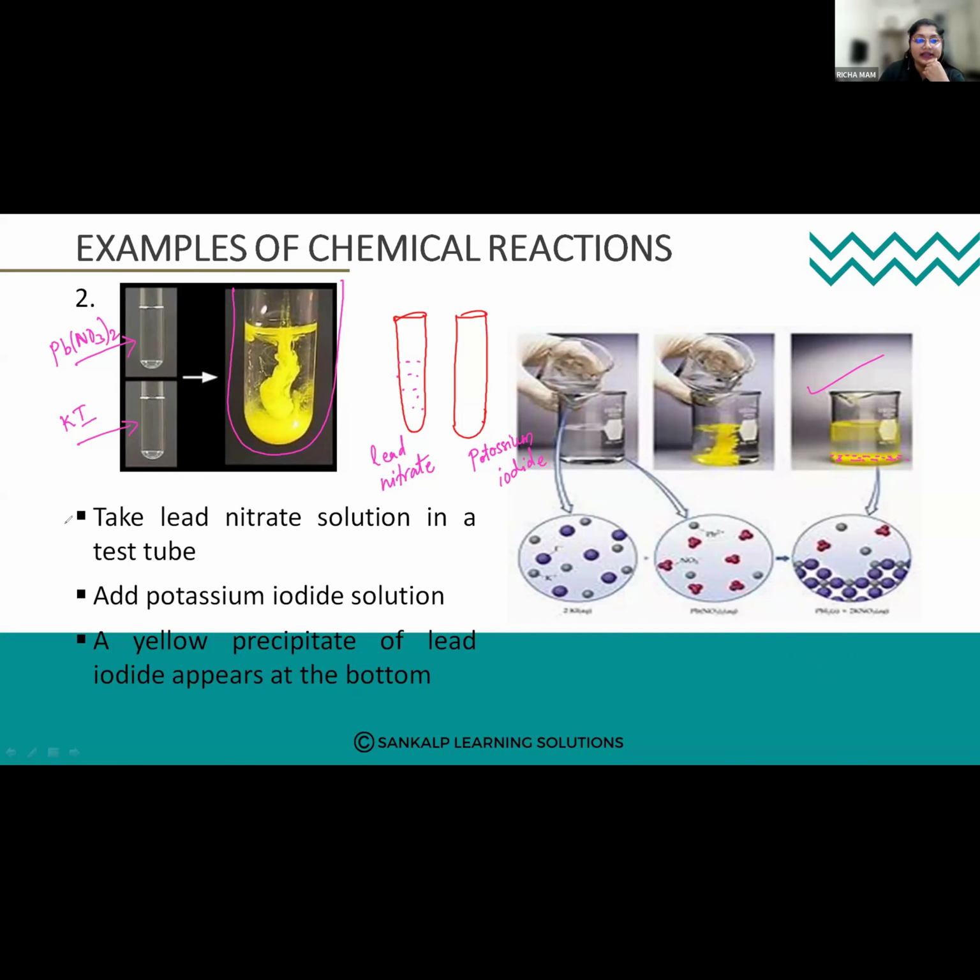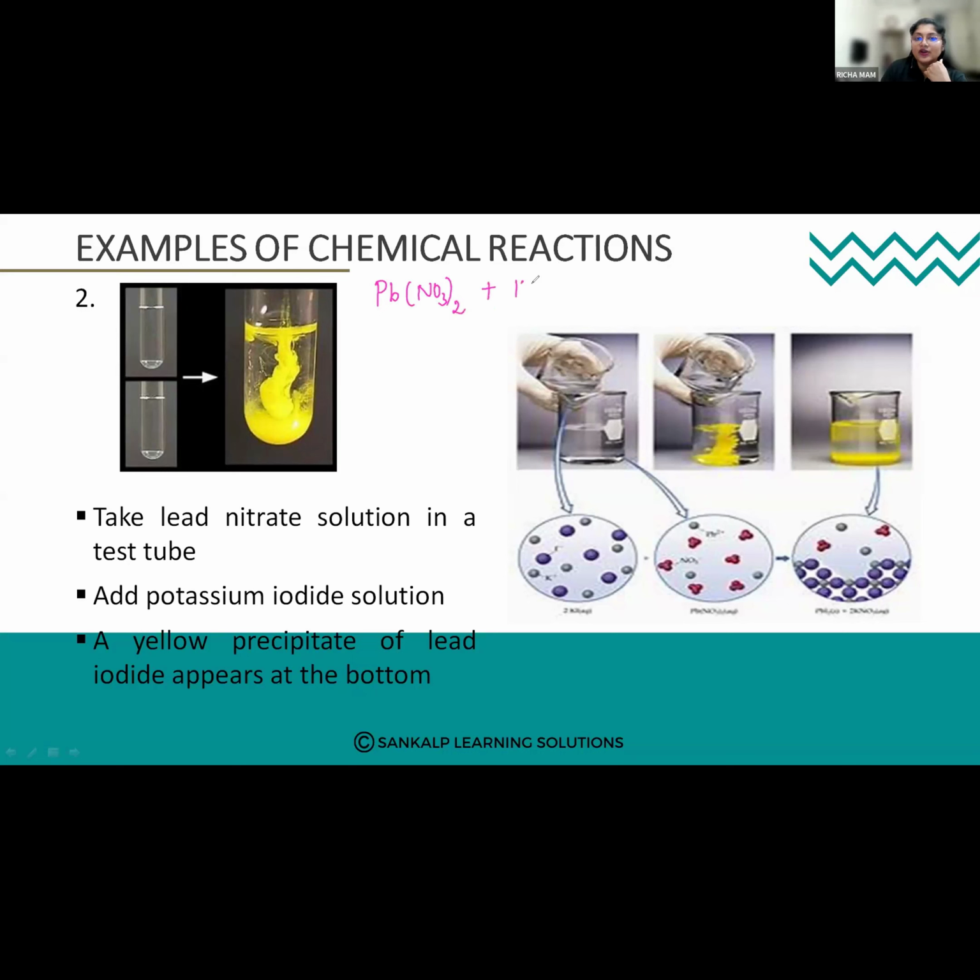I'll write the reaction here. What is the chemical change observed here? A change in color. So there is a chemical reaction occurring. This is the second example of a chemical reaction. Let me write the equation. Lead nitrate is Pb(NO3)2.